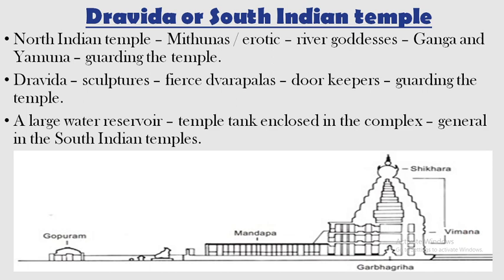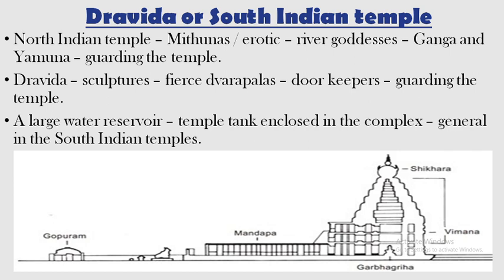North Indian temples have images such as Mithunas or erotic figures and river goddesses like Ganga and Yamuna guarding the temple. But in the Dravidian style of temple architecture, instead of these sculptures, we see the sculptures of fierce Dwarapalas or the doorkeepers guarding the temple. A large water reservoir or a temple tank enclosed in the complex is general in South Indian temples. Subsidiary shrines are either incorporated within the main temple tower or located as a distinct separate small shrine beside the main temple.